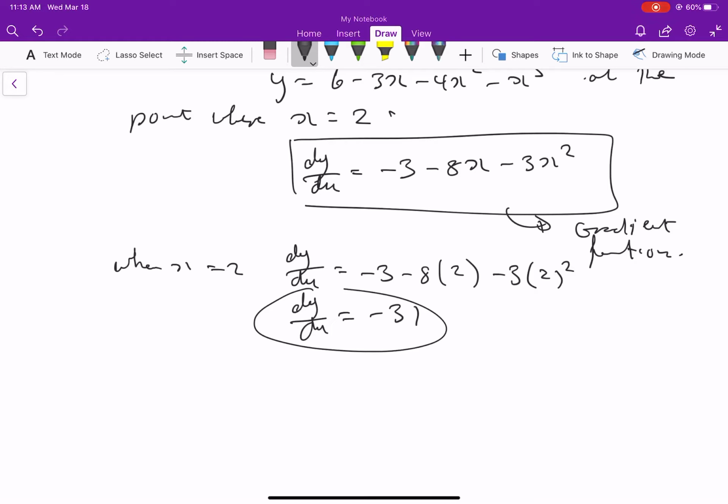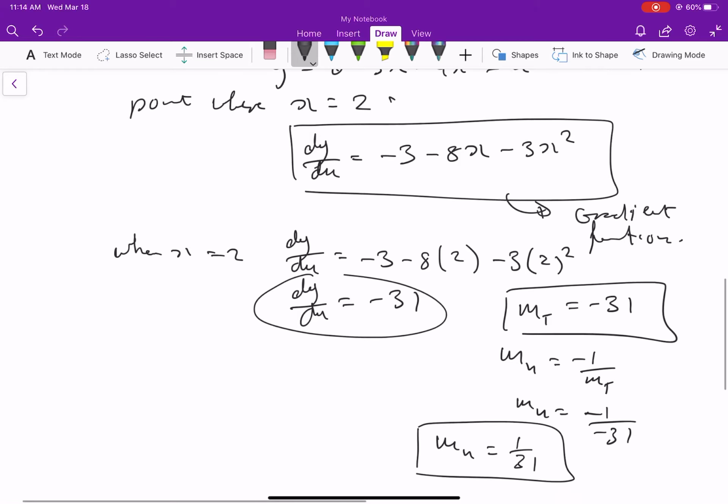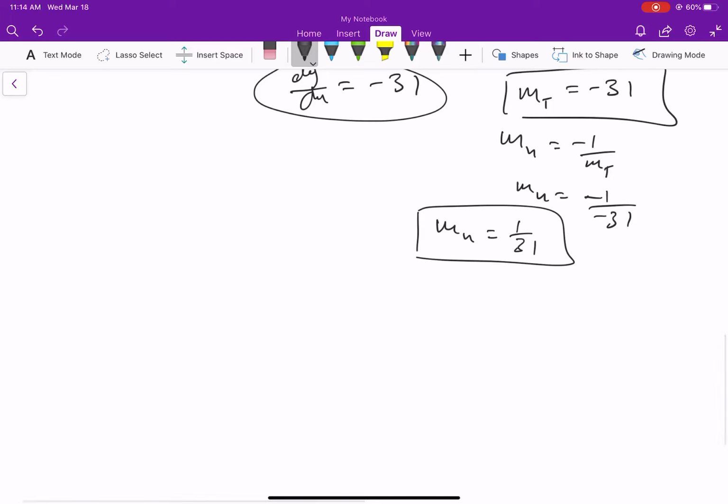Okay, that number is the gradient of the curve, but it's also the gradient of the tangent, which I'm going to call m sub t, minus 31. I can automatically find the gradient of the normal. M sub n is minus 1 upon m sub t. M sub n is therefore minus 1 upon minus 31. Gradient of the normal is equal to 1 over 31. So at this point, I have the gradient of the tangent, I have the gradient of the normal.